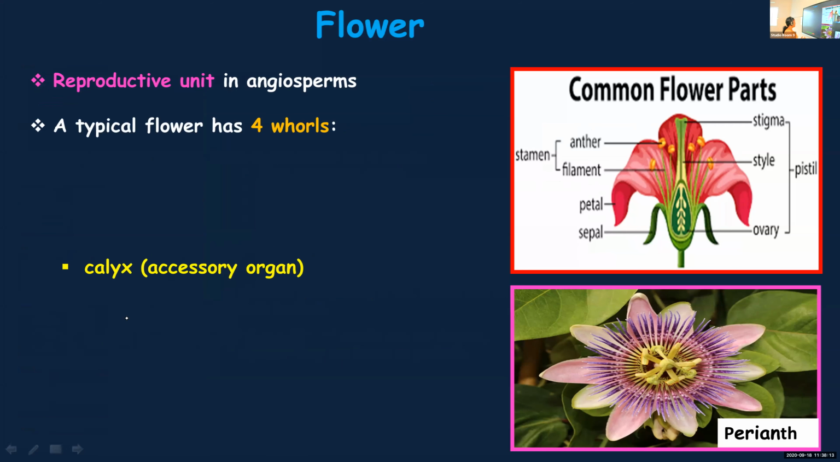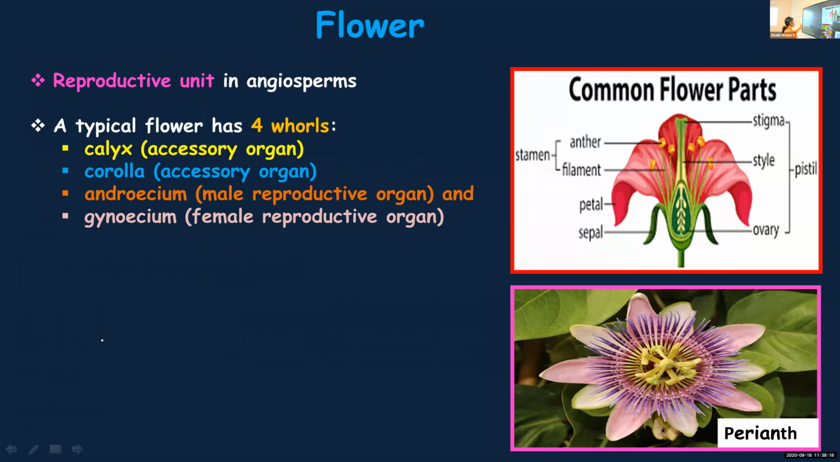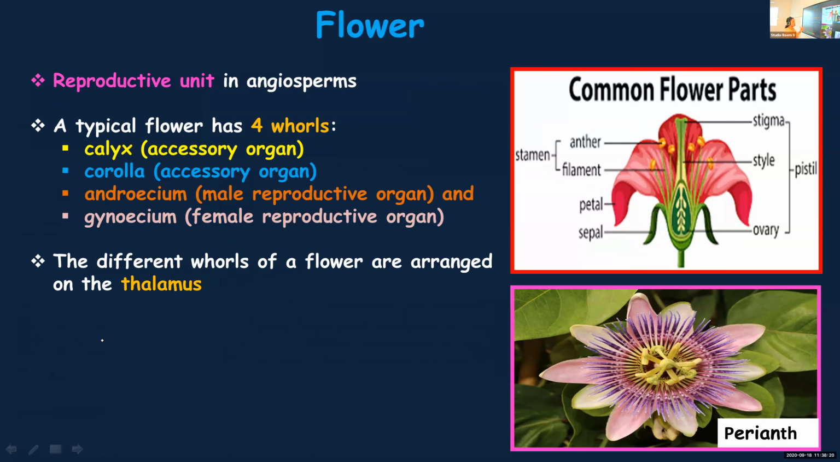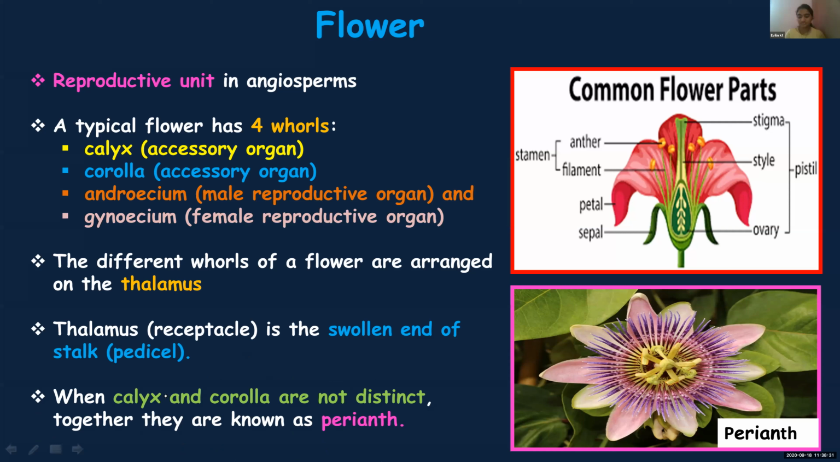There are 4 whorls: calyx, corolla, androecium, gynoecium, and then we learned that these 4 whorls are arranged on the thalamus. And thalamus or receptacle is the swollen end of pedicel or the stalk with which the flower is attached to the stem. And when calyx and corolla are not distinct, then you can call it as perianth. So next we are going to learn about the classification of flowers.